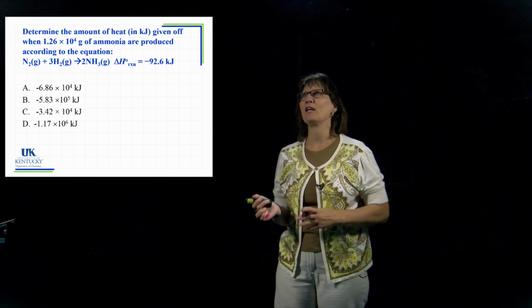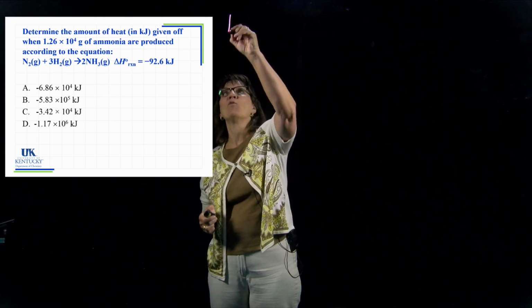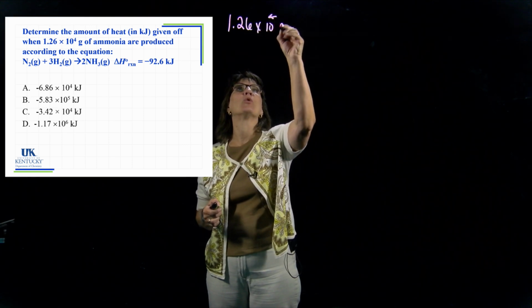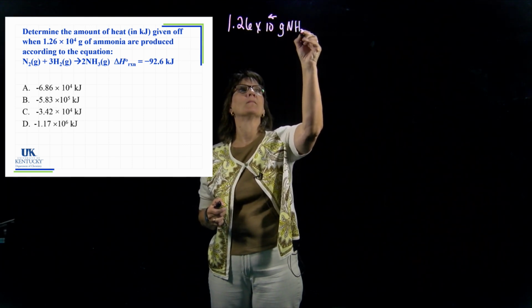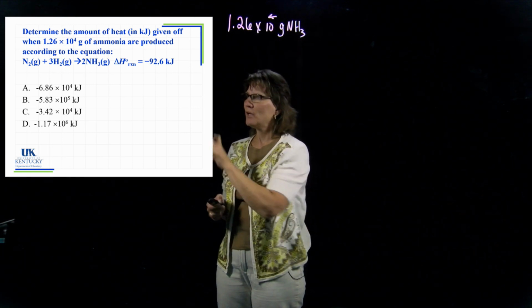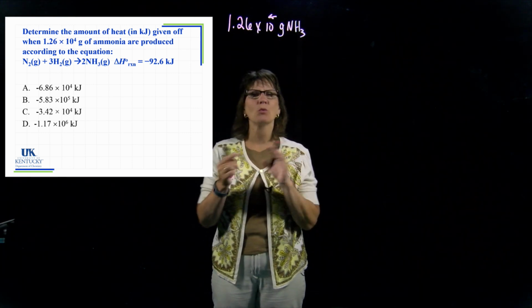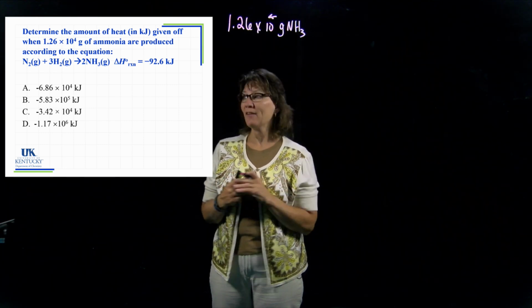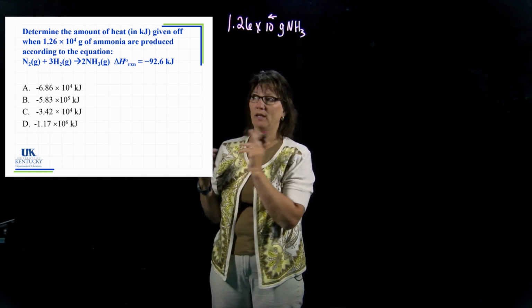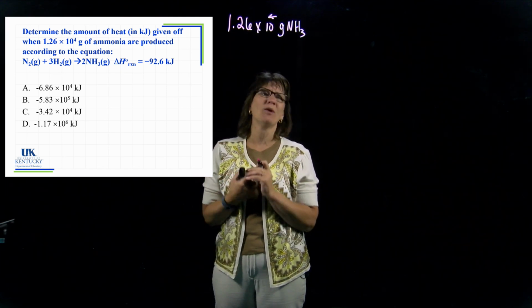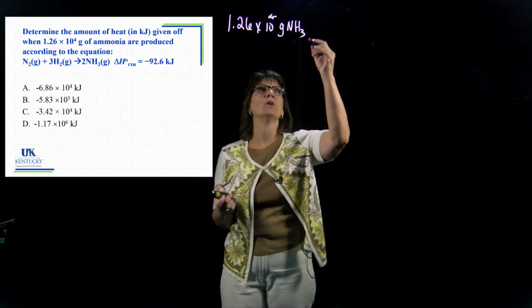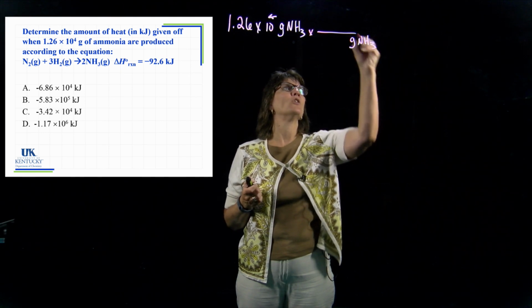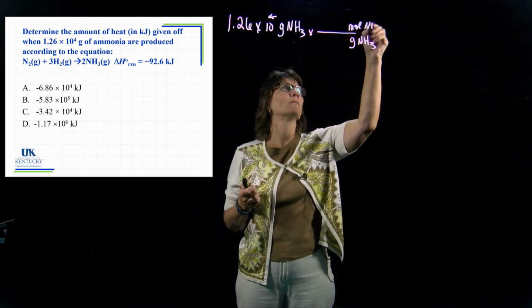So they're giving you some information. What are they giving you? They're giving you that you have 1.26 times 10 to the 4th grams of ammonia. That's what you were given. Now you're given a balanced thermochemical equation, and it gives you a relationship between moles of ammonia and energy. Now it gives you a relationship between moles of nitrogen and energy, moles of hydrogen and energy, but we don't care about those. We care about the ammonia. So I'm going to go from the grams of ammonia to the moles of ammonia.